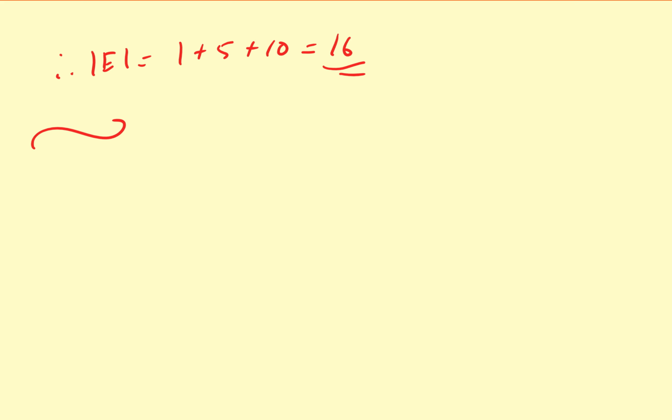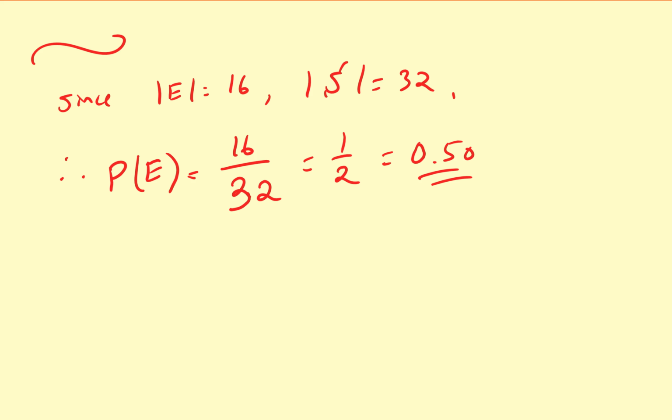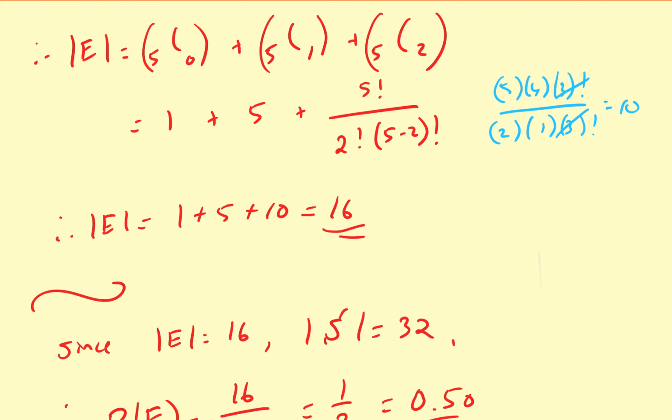So let us recap what we have here. Since the size of E is equal to 16, the size of the sample space is equal to 32. Once we have these two things in our hand, we can calculate the probability. So the probability of E occurring is equal to 16 divided by 32, which simplifies to 1/2, or a 50% chance of occurring. So if you were to throw 5 coins 2 different times, then it's likely that one of those 2 tries you're going to have the scenario where you have at most 2 heads.